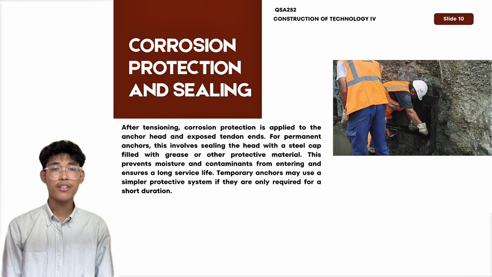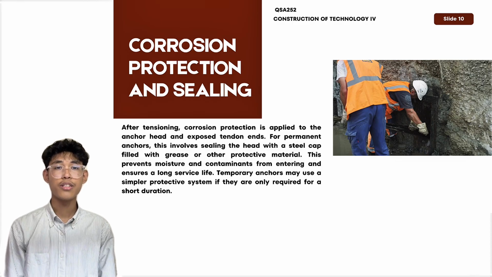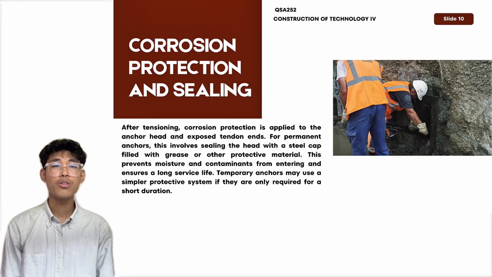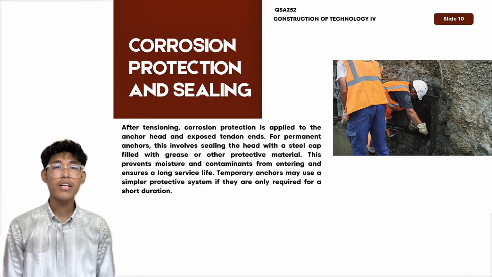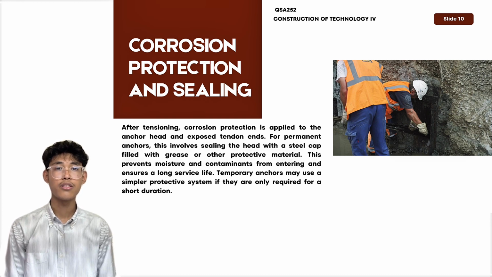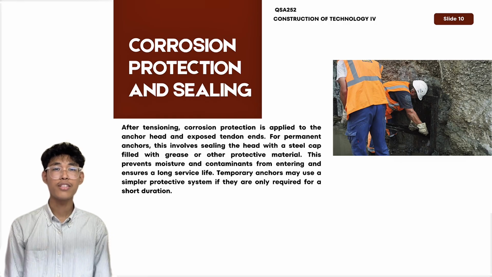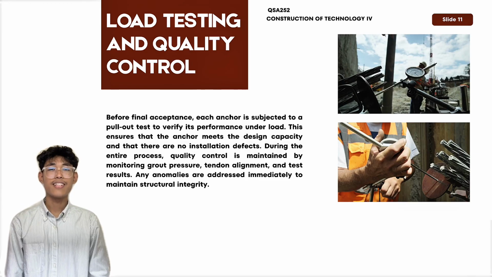After tensioning, the next step is corrosion protection and sealing. This is important to prevent damage from moisture or contaminants. For permanent anchors, we use a steel cap filled with grease or another protective material to seal the anchor head. This step ensures the anchor lasts for a long time. For temporary anchors, a simpler method may be used since they are not meant to stay long. Protection is key to keeping the system reliable over time. Move on to the next slide.